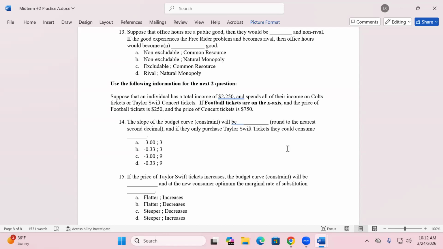Yep. So any questions on this before I keep moving? So I think in that one, slope was negative 1/3. We're only buying football tickets. Nope, I asked about only Taylor Swift tickets. We can buy 3. But I could have asked you about football tickets, right? And I could have not given you income and still asked you to find the slope of that curve.